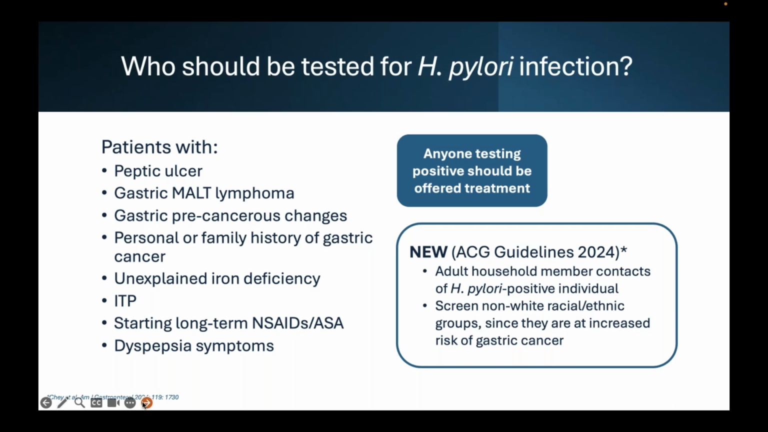The second group that we thought should be encouraged and recommended to screen are non-white racial and ethnic groups. So these groups all have an increased risk of gastric cancer relative to the white racial group in this country. They have an increased prevalence of H. pylori, and they have an increased risk of gastric cancer. So we're not yet at population-based screening, but we are recommending screening based on people's racial and ethnic background. Next slide.